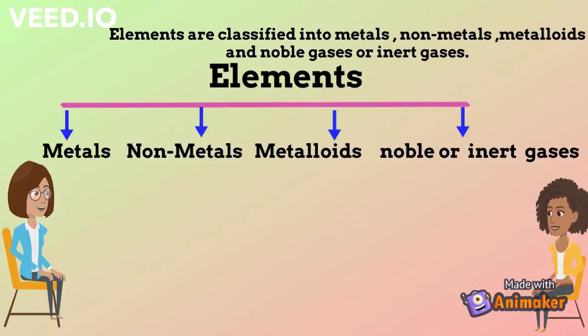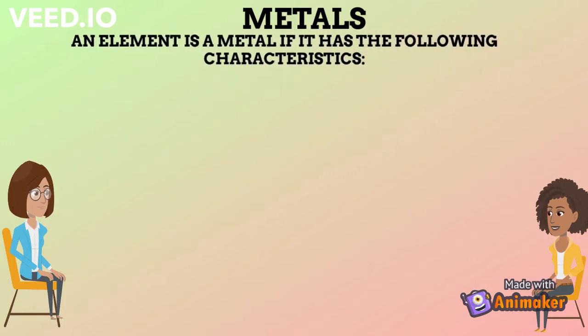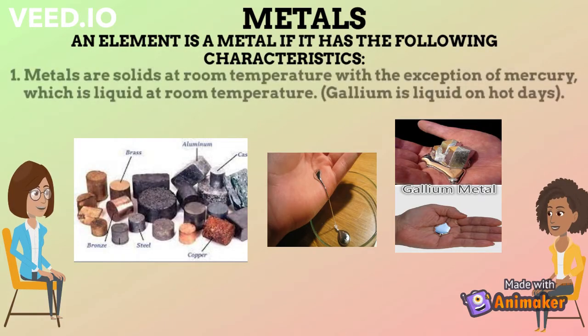Elements are classified into metals, nonmetals, metalloids and noble gases or inert gases. Metals. An element is a metal if it has the following characteristics. Metals are solids at room temperature with the exception of mercury, which is liquid at room temperature. Gallium is liquid on hot days.